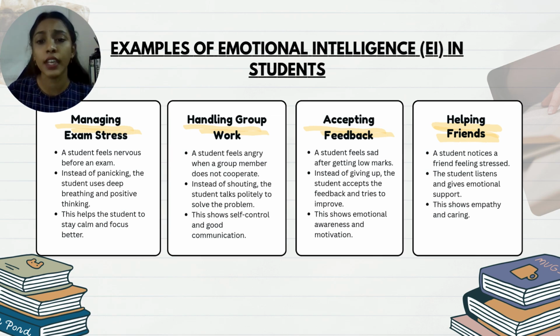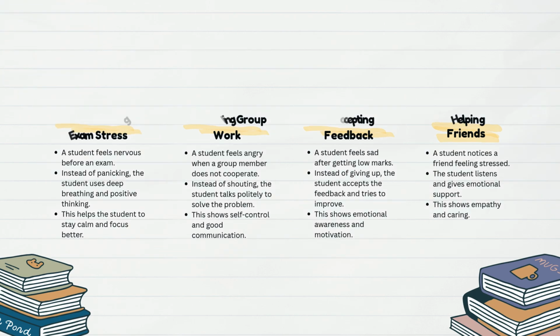And lastly, emotional intelligence can be seen when a student helps a friend. For example, if a friend is very stressed, the student can listen and support them. An action like this can build a strong relationship and it shows empathy and caring. So these four examples show that emotional intelligence appears in everyday situations, not only during lessons, but in how students manage their feelings and interact with others.